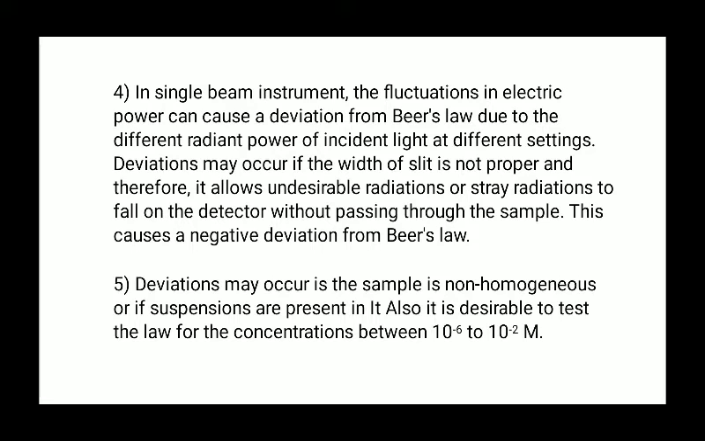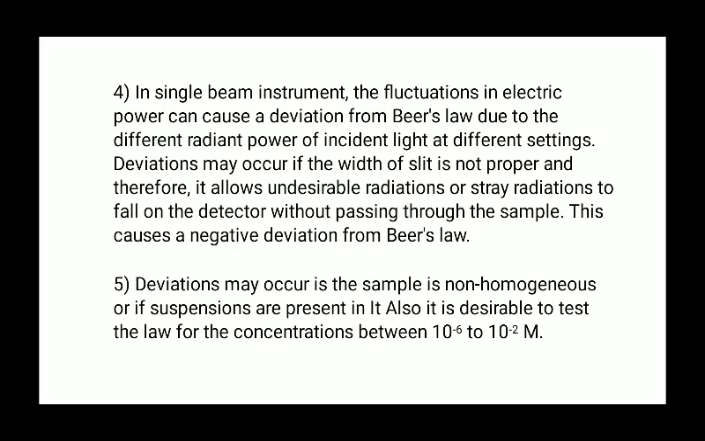In a single beam instrument, fluctuation in electric power can cause a deviation from Beer's law due to different radiant power of incident light at different settings. Deviation may occur if the width of the slit is not proper and therefore it allows undesirable radiation or stray radiation to fall on the detector without passing through the sample. This causes a negative deviation from Beer's law.